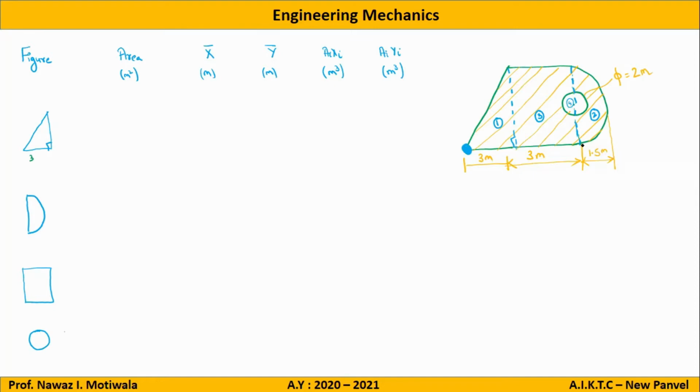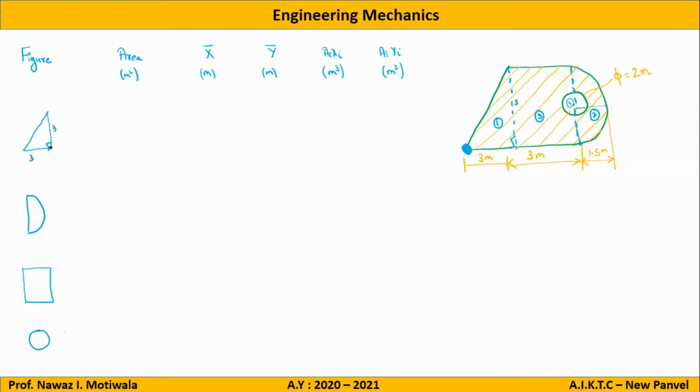So here you can see that the distance from this point to this point is given as 1.5. This is nothing but the radius of the semicircle. So if this is 1.5, this will also be 1.5, the radius of the same circle. So this 1.5 and the upper 1.5, the total height will be 3 meters. So it is a triangle of 3 by 3.